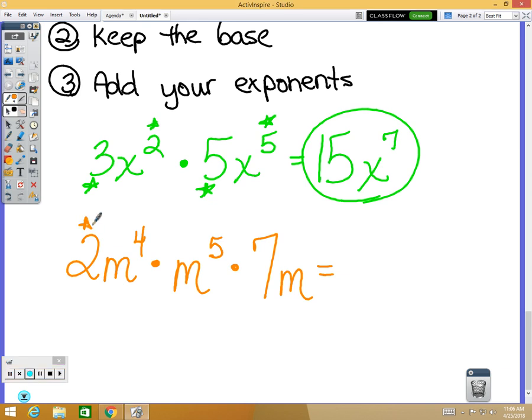So the 2 times the 7. I don't see a number in front of the m to the 5th power. That means technically there's a 1 there. So 2 times 1 times 7. That would give you the 14. M is your base. And adding your exponents, 4 plus 5 is 9. Don't forget there's an invisible 1 here. So 9 plus 1 would give you that 10. All right, any questions about the product of powers property? All right, then let's move on.